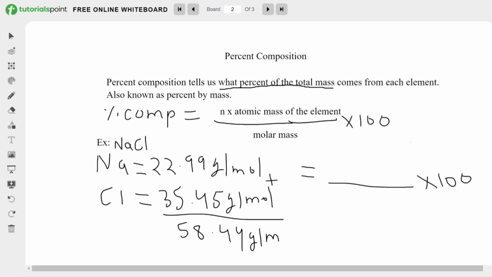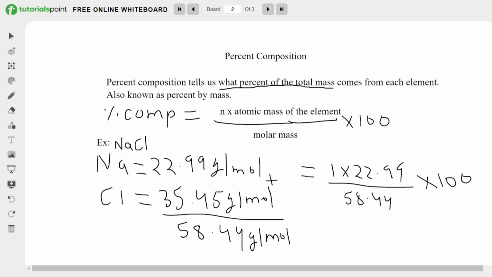So here we can say that our molar mass is 58.44, right? And now at the top, since we want to find what percentage of each element makes up the total mass, let's start with our sodium, or Na. So for our n, this is just going to be 1 because we know we only have one atom of sodium in the compound. And then times the atomic mass, which we already have here, is 22.99. So when we solve this out, we get 39.3%.